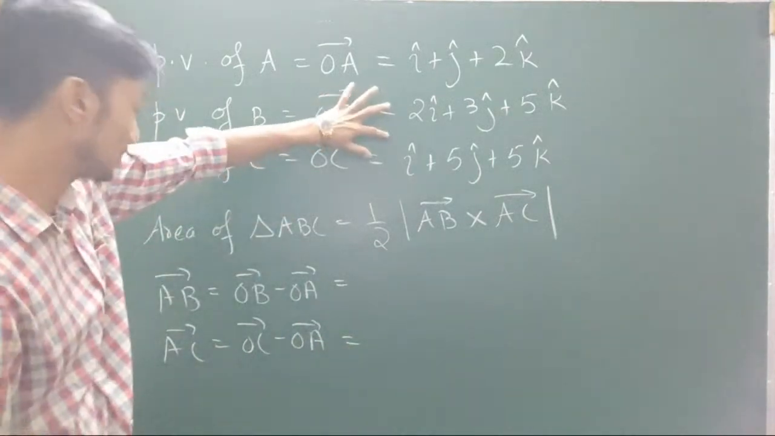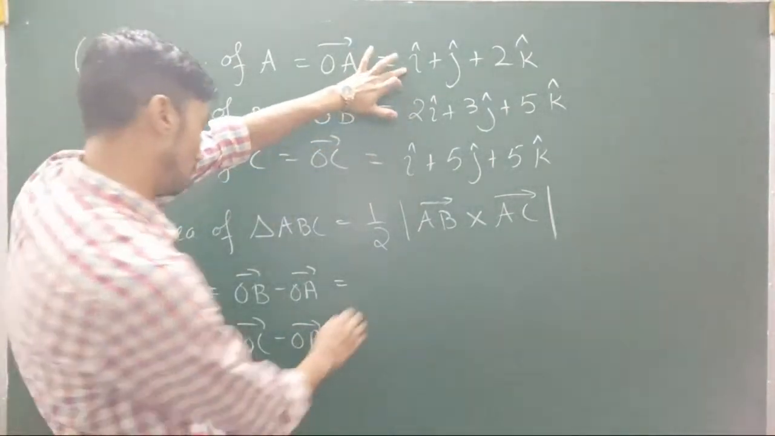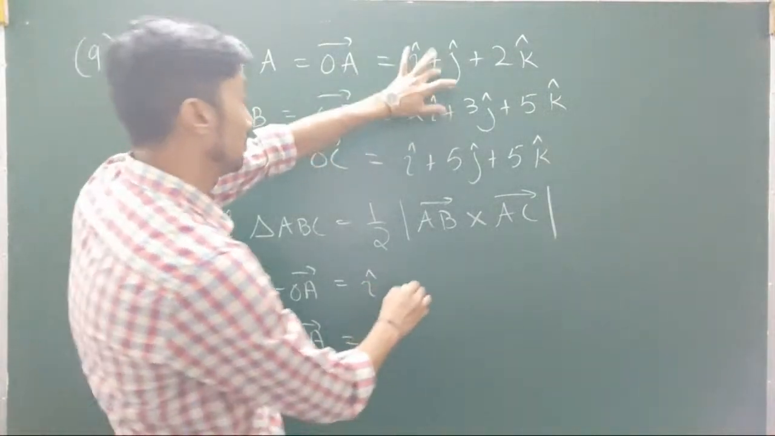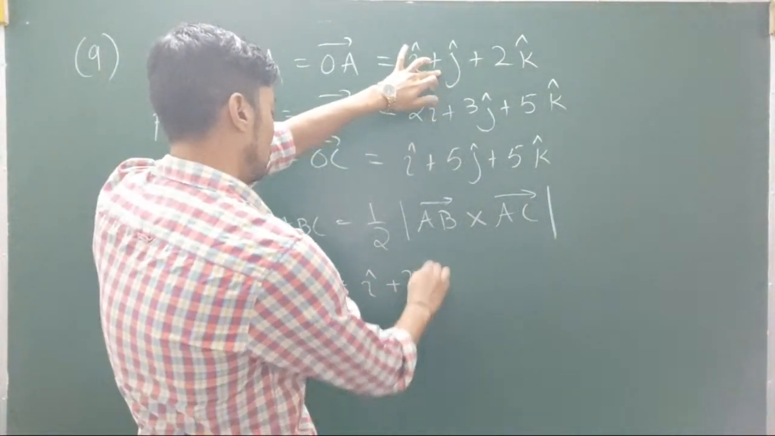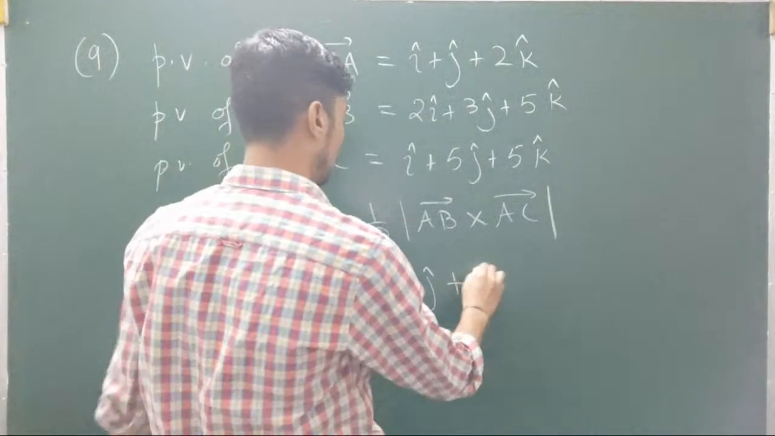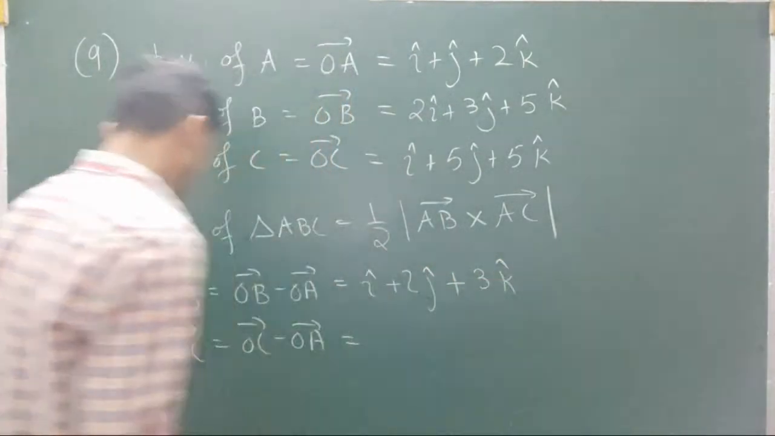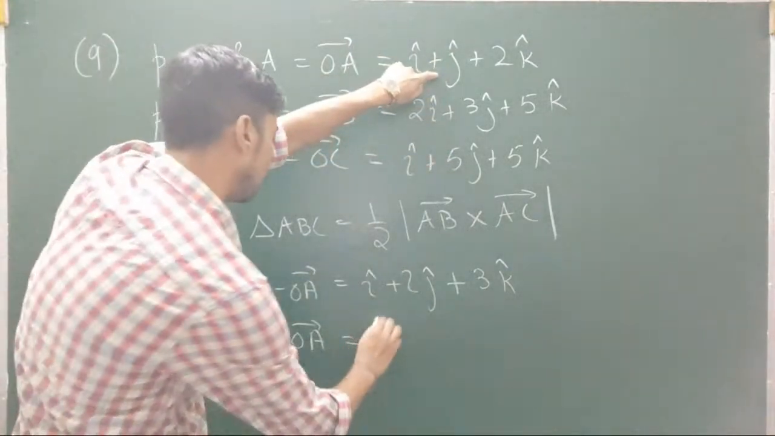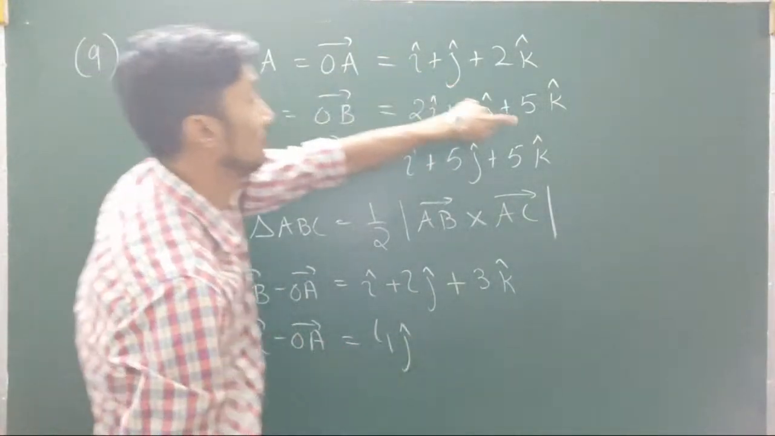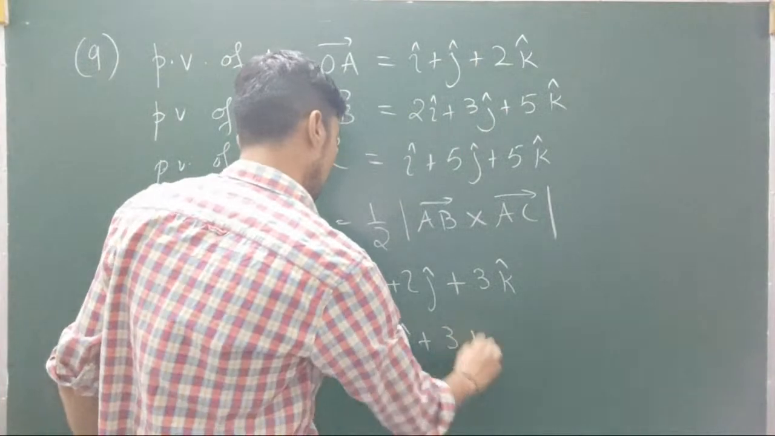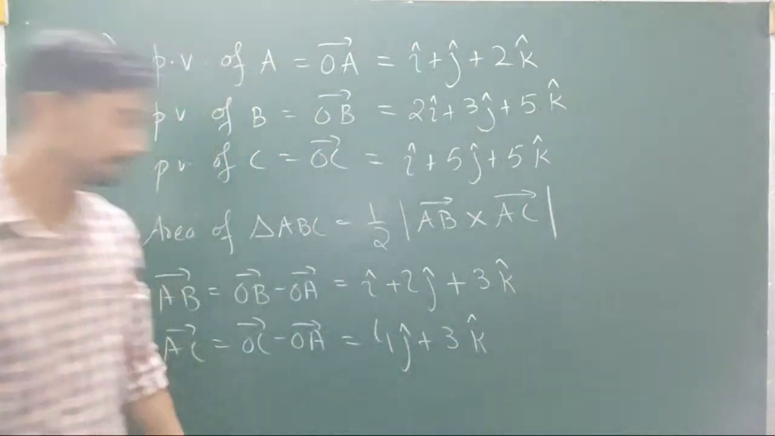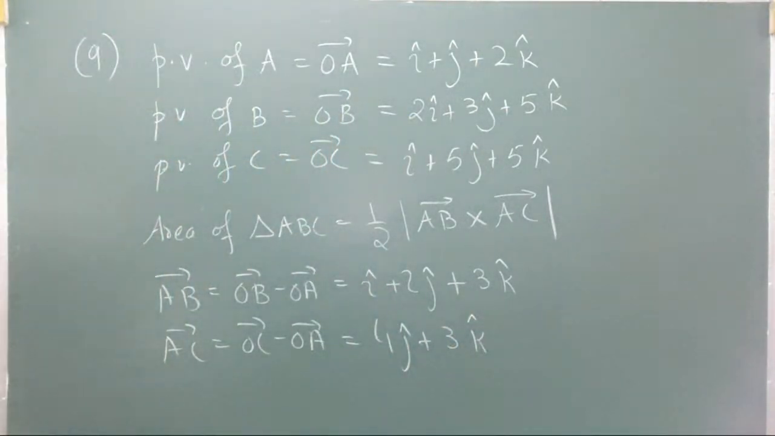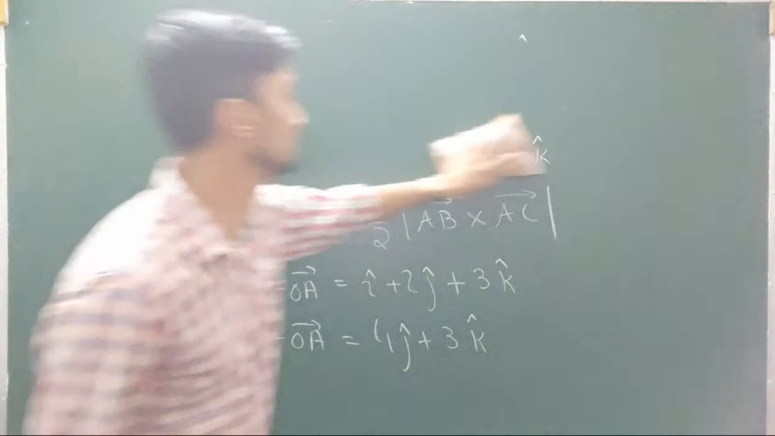OB minus OA: 2 minus 1 is 1, 3 minus 1 is 2, 5 minus 2 is 3. OC minus OA: 1 minus 1 is 0, 5 minus 1 is 4J, 5 minus 2 is 3K. So this is done. Let's get the cross product, magnitude, area. Very simple.